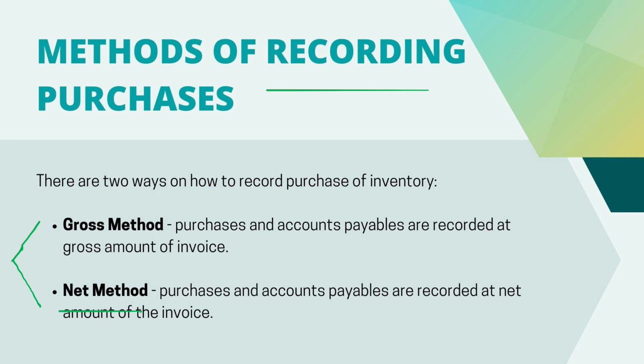Gross method is when purchases and accounts payable are recorded at the gross amount of the invoice, while net method is when purchases and accounts payable are recorded net of the invoice. So, let's see an illustrative problem.